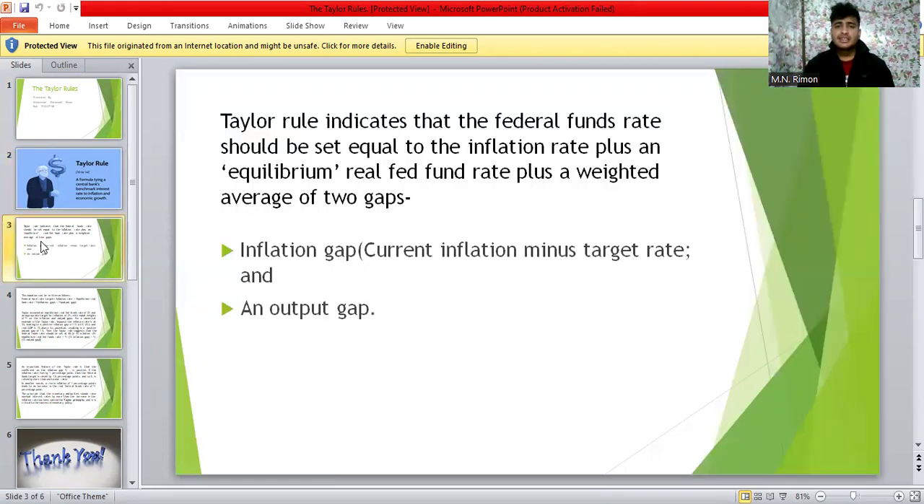The Taylor rule indicates that the federal funds rate should be set equal to the inflation rate plus an equilibrium real federal funds rate plus a weighted average of two gaps. These two gaps are, first, the inflation gap, which is inflation minus the target rate, and the second one is the output gap.